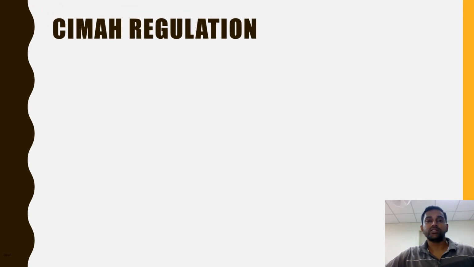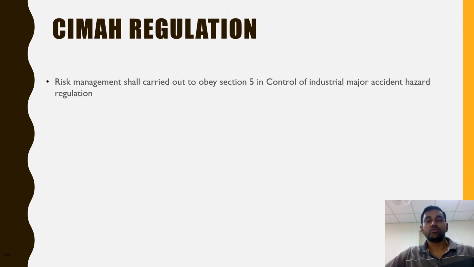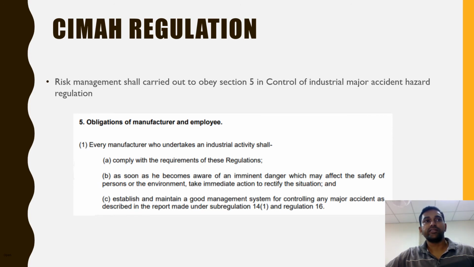Then we are looking at SEMA regulation. SEMA regulation is about the control of industrial major accident hazards. If we talk about major accident hazards, it states one requirement in SEMA which says we need to do risk management. So this is evidence to comply with this regulation: as soon as there is an imminent danger that may affect the safety and health of persons or the environment, take immediate action to rectify the situation. So that means we need to do risk management.